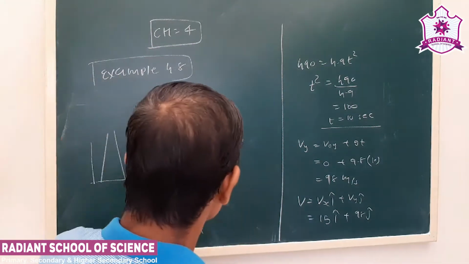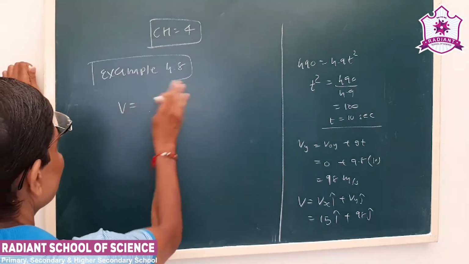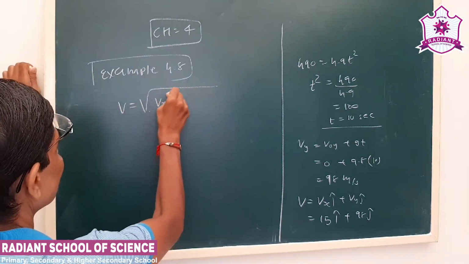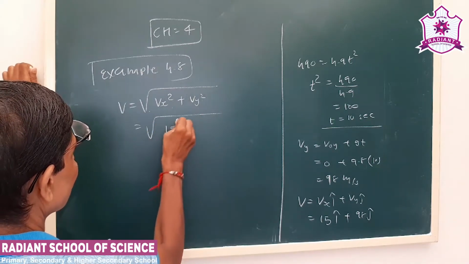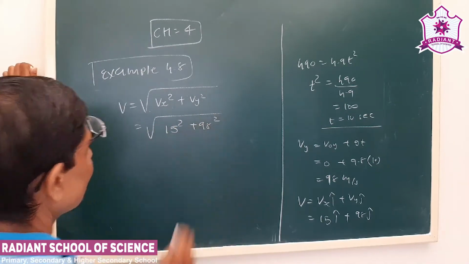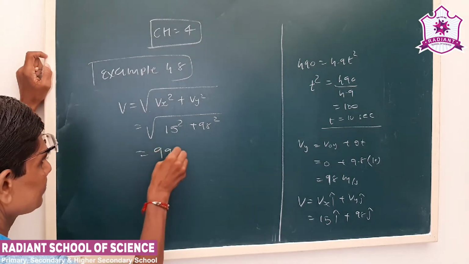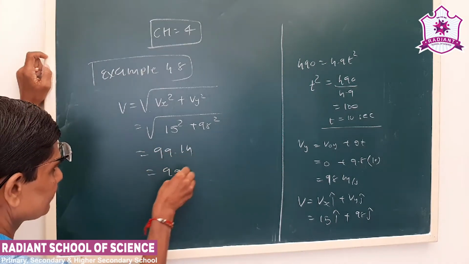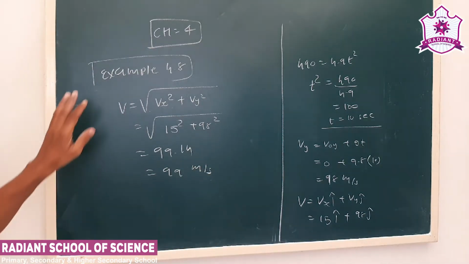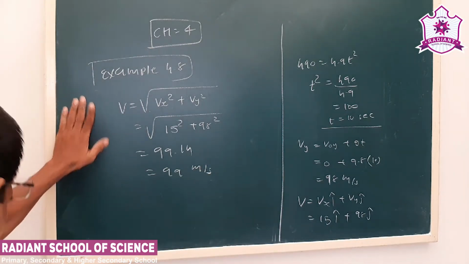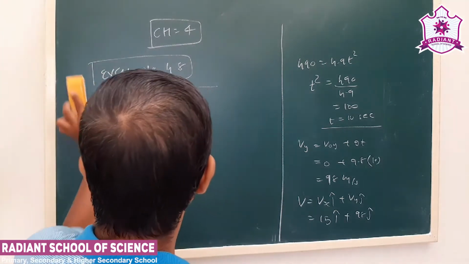So the magnitude of the velocity v is equal to the square root of vx square plus vy square, that is 15 square plus 98 square. If we solve this, you will get 99 point something. So this is about example number 4.8. Now next we have to solve example number 4.9.